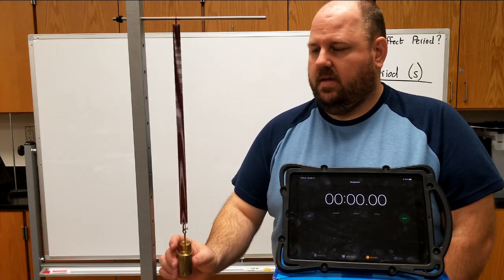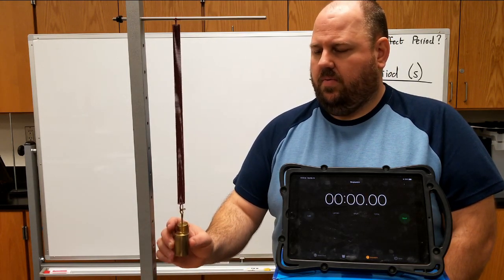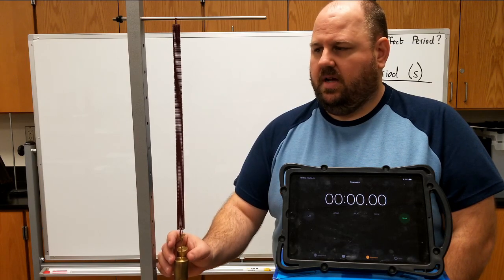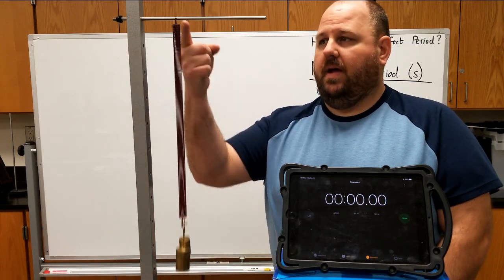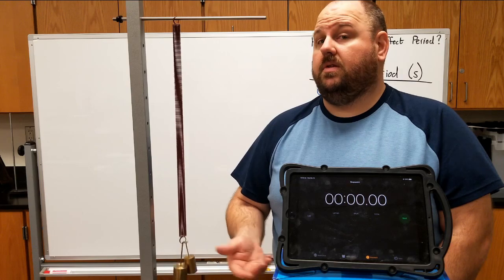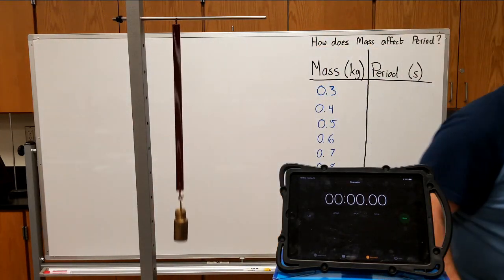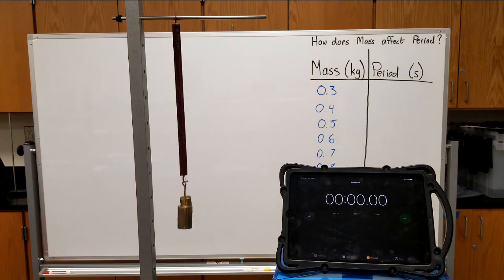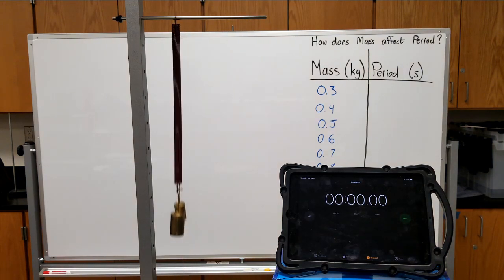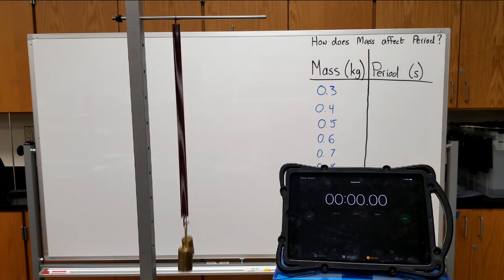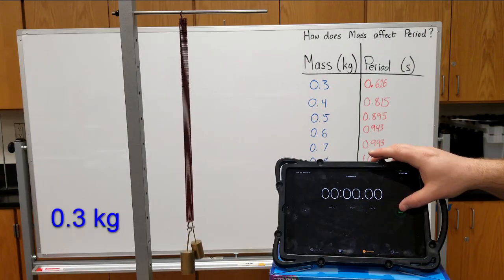So I'm going to set this thing in motion. I'm going to try to pull it down just a few centimeters each time because I don't want it bouncing up here. Remember, the amplitude doesn't really affect the period. So, okay, I'm going to let it get moving, make sure it's not bouncing, and then I'm going to time it for 10 oscillations. And then I can just divide by 10 to get the period for one.